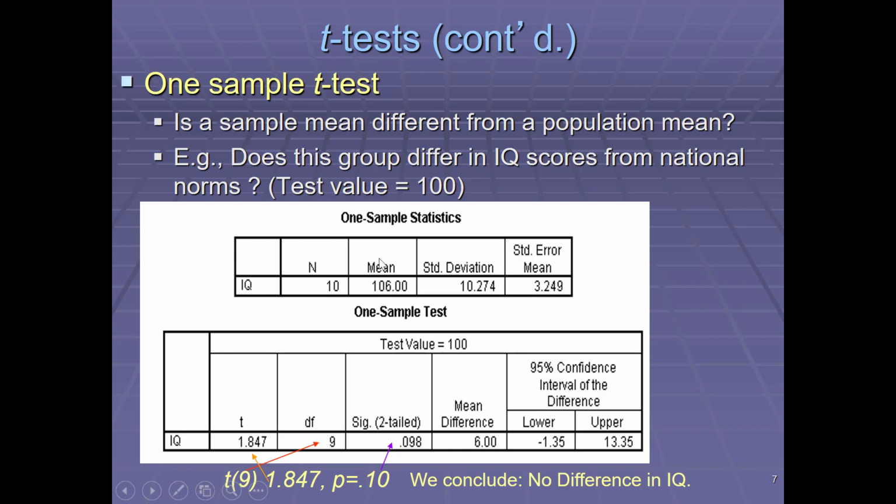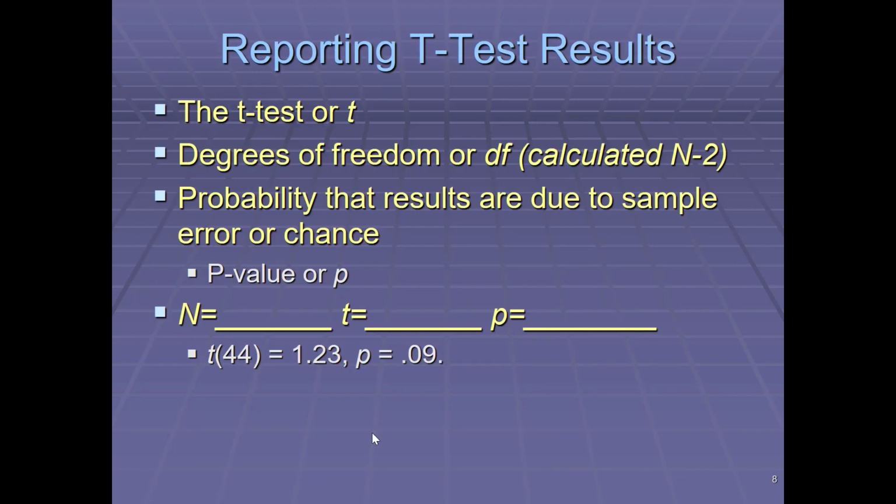And remember, if you see significance, two-tailed, significance basically means your p-value. So it may not say p, but if it says significance, SIG, that is still talking about your p-value.